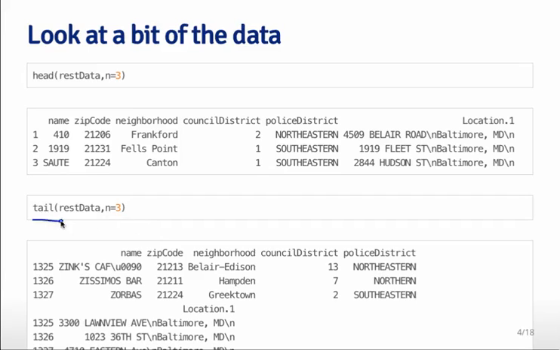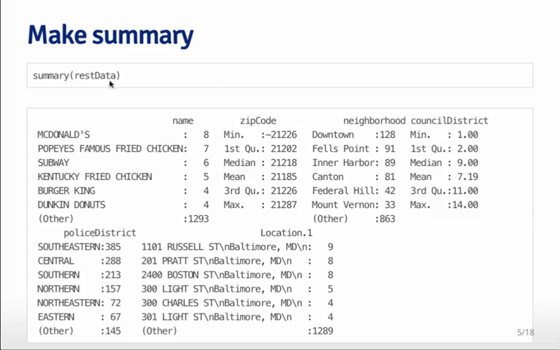The tail command is another command that will give you a little bit of the data set. In this case, it'll show you the bottom part of the data set. So if I pass it this data frame and tell it n equals 3, it'll show me the bottom 3 rows of the data frame. The other thing that we can do is we can use the summary command to get a little bit of an overall summary of the data set that we have.